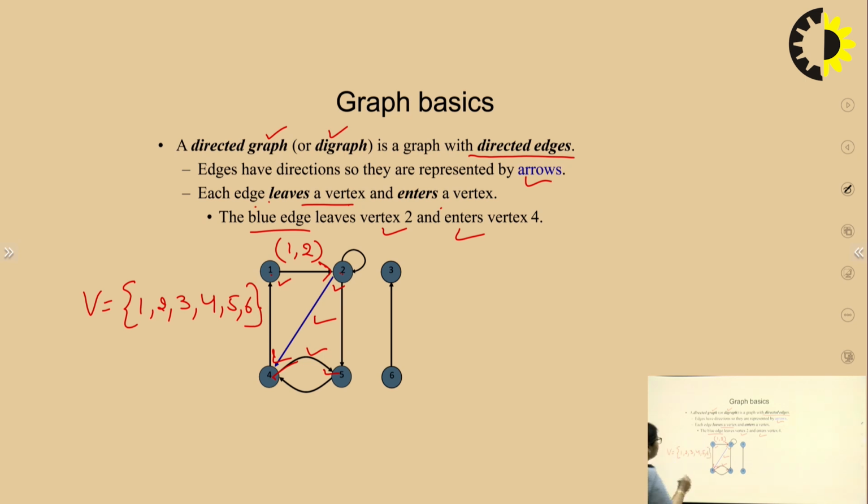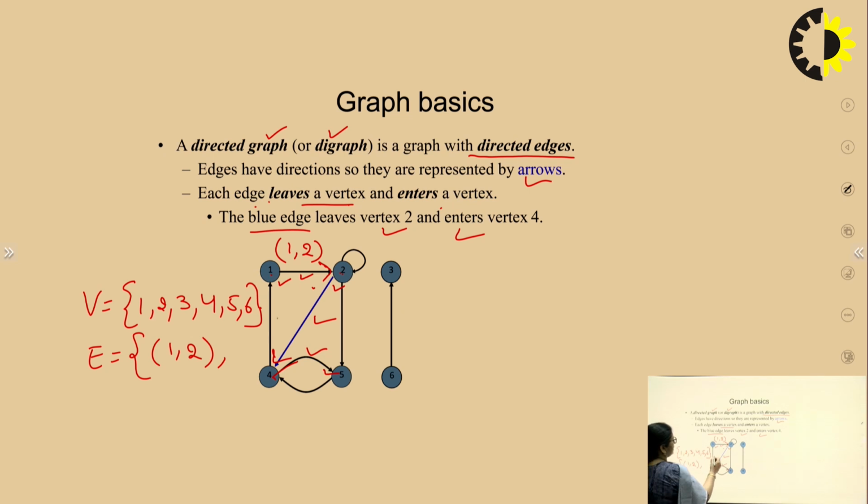What are my edges? How many edges are there? Edges is also a set of objects. Now what are these objects? The set contains pairs. Now here we have directions, so these are ordered pairs. What is an ordered pair? Let me say, one edge is 1, 2.